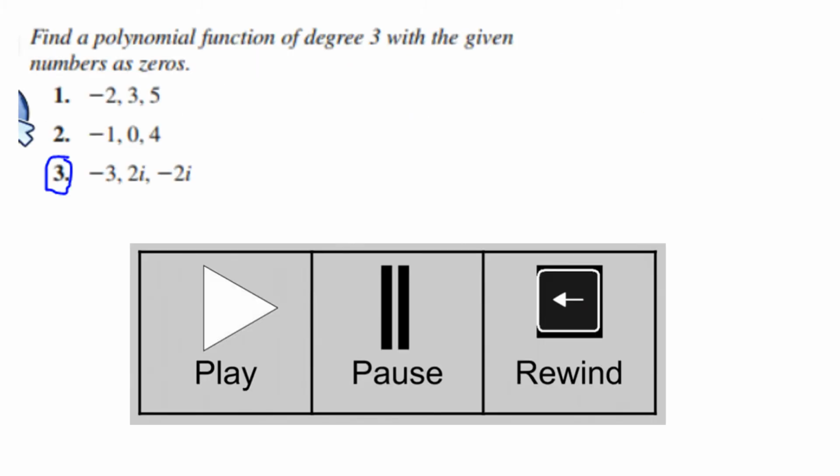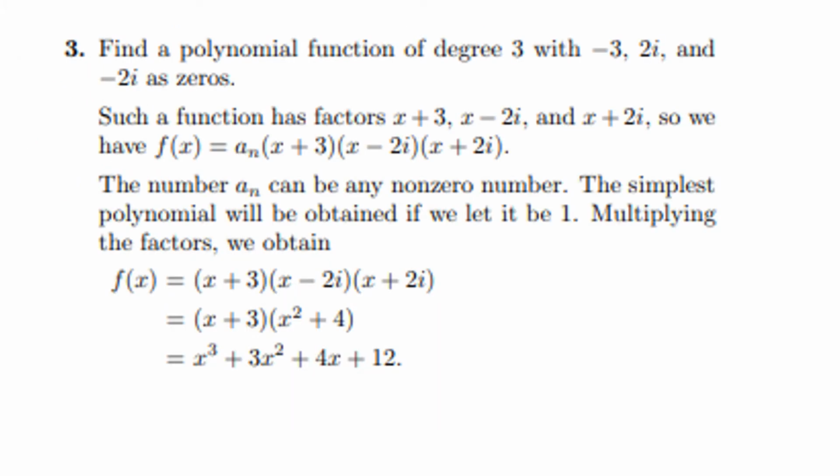So let's talk about how you find polynomials with given zeros. And here's an example, problem number 3. Based on what we've talked about before, you should find a polynomial of degree 3 with those as zeros. Please press pause, do the problem, and then hit return. We'll see how you did.